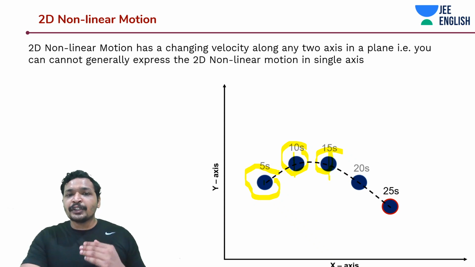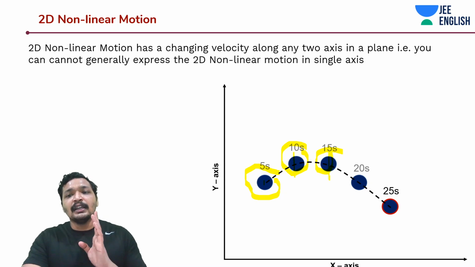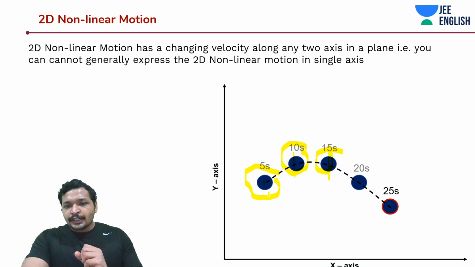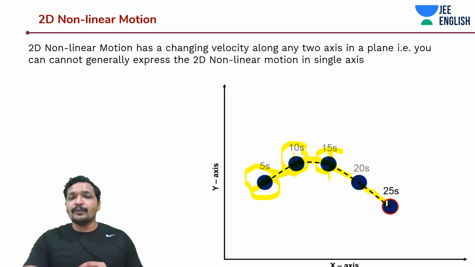In a 2D nonlinear motion, it has a changing velocity which is moving along both x and y axis. I mean, the velocity is changing along both x and y axis, and the position is also changing in both x and y axis. So the specialty of a 2D nonlinear motion is you cannot use a single straight line to track its path. See, over here, I cannot use a single straight line. I need multiple straight lines, because it's changing with time in both x and y axis.